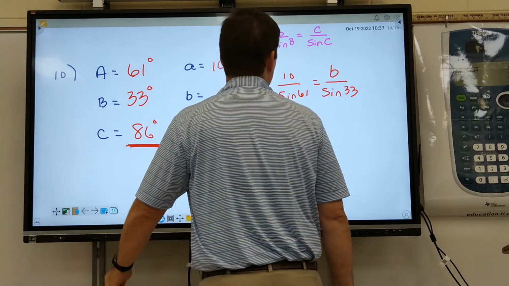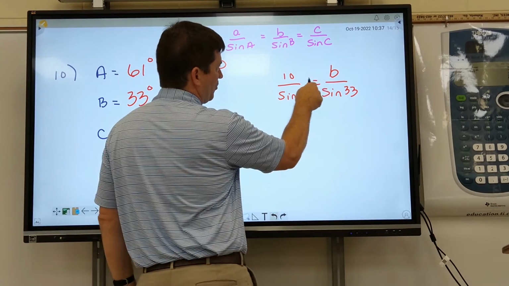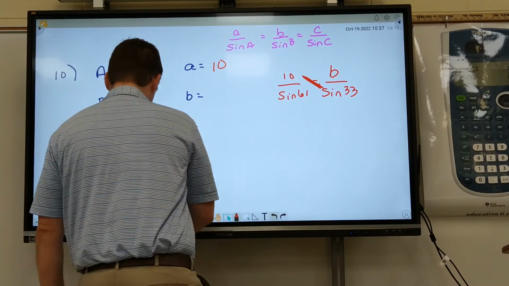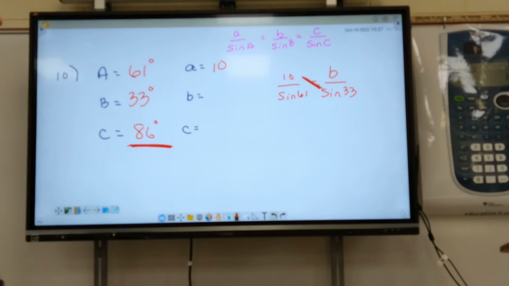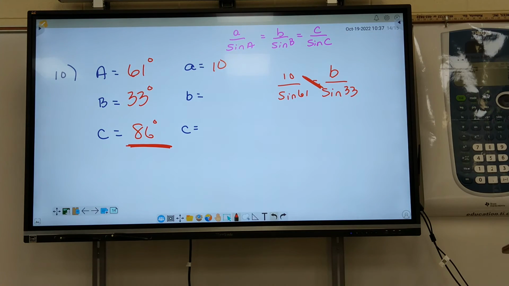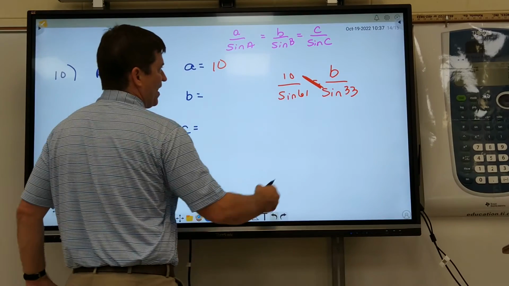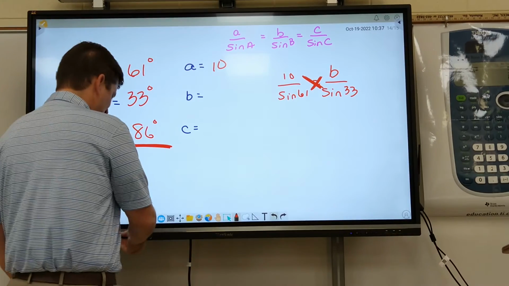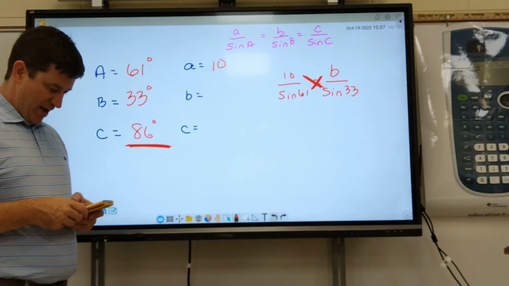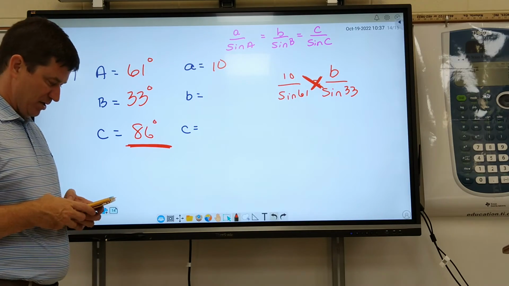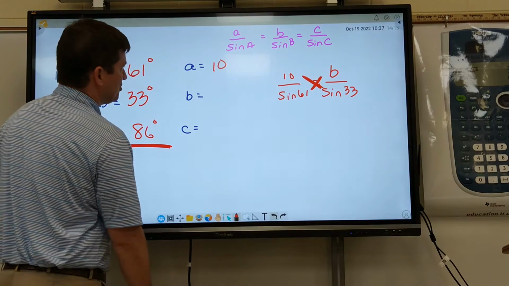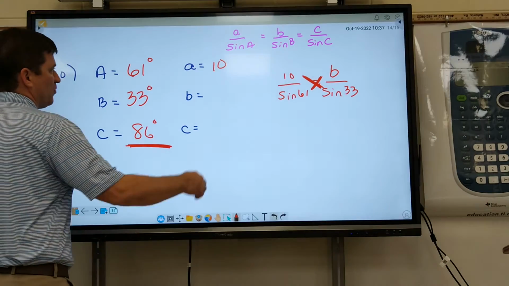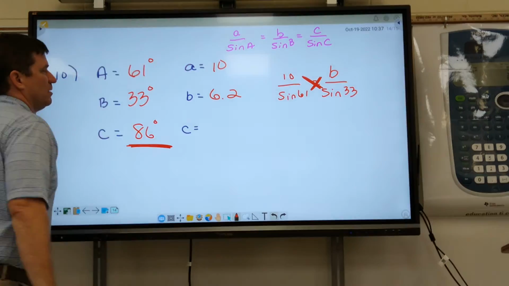Now we cross multiply and divide, Willie. I start off multiplying these two first: sine of 33 times 10. Now I come back and divide by whatever's on the diagonal with the b. So I divide by sine of 61. That is 6.2. Where does that go? B is 6.2.